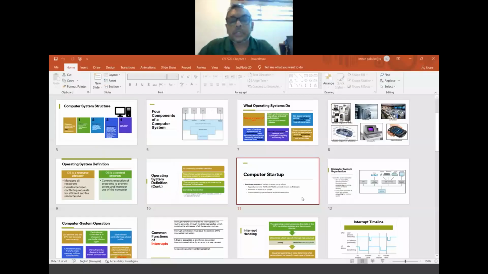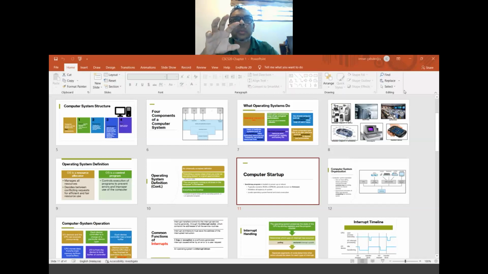Okay, so yesterday we started with a little bit of an introduction to operating systems. We talked about what the operating system can do, the components of a computer system, as you can see on the screen now, what the OS can do, and how you define an operating system.